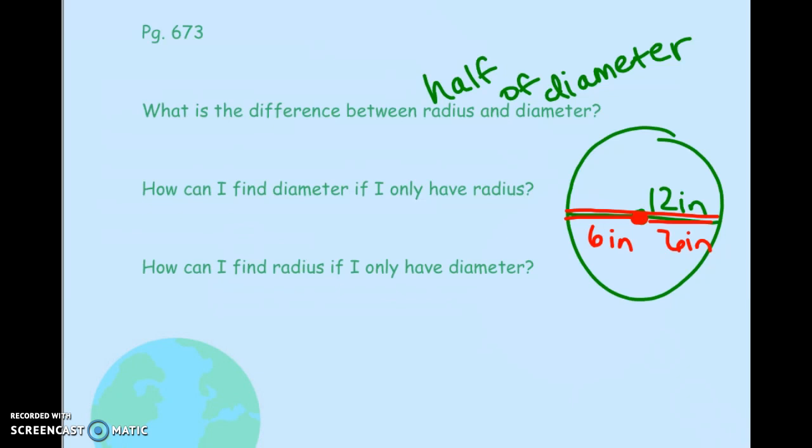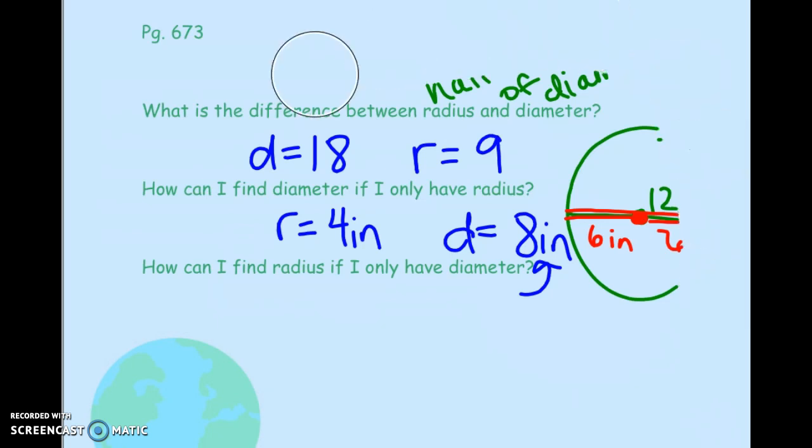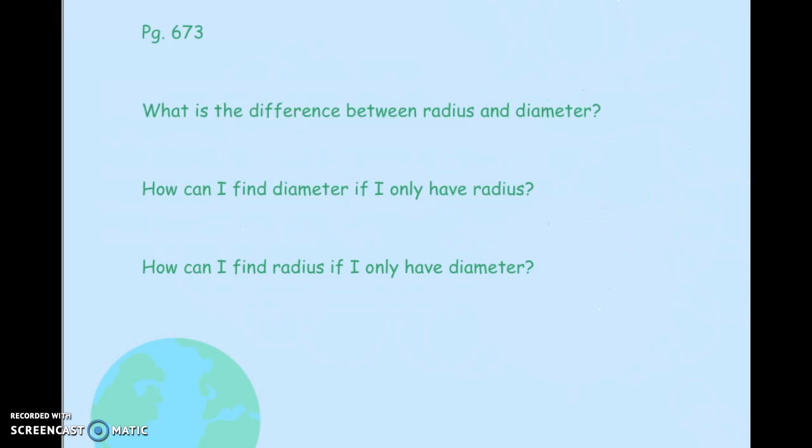How can I find diameter if I only have radius? Well, if you're given that the radius is 4 inches, all you have to do is multiply by 2 to get the diameter. What if I have diameter and I need radius? Sorry, I did that one backwards. That goes with that one. If you have a diameter of 18, then you split it in half, and the radius would be 9. Okay, so that should be review. You should be really understanding those right now.